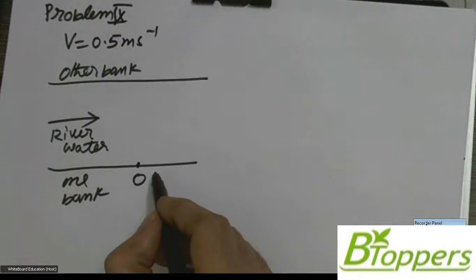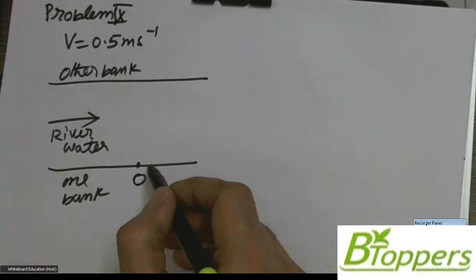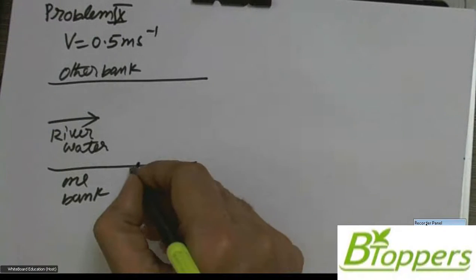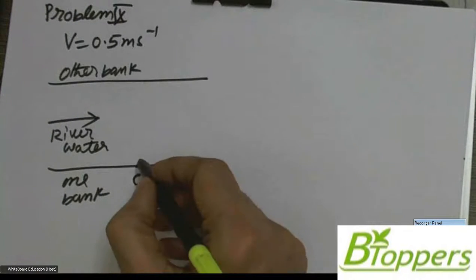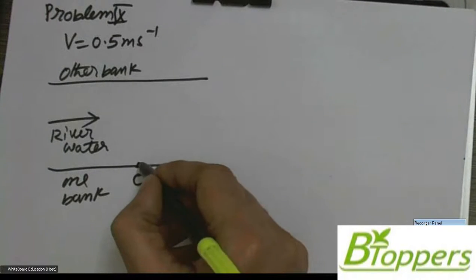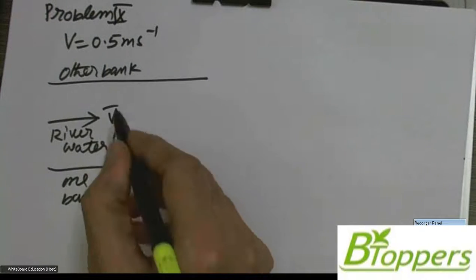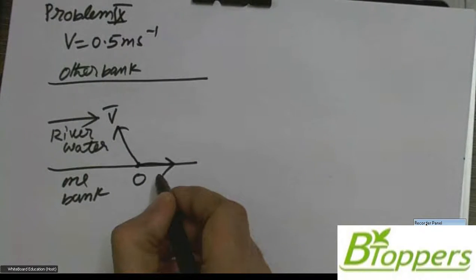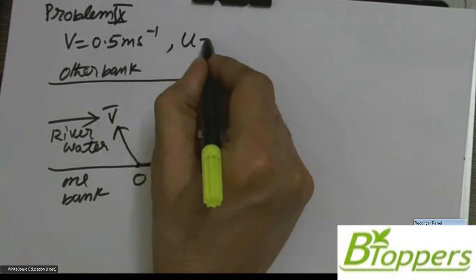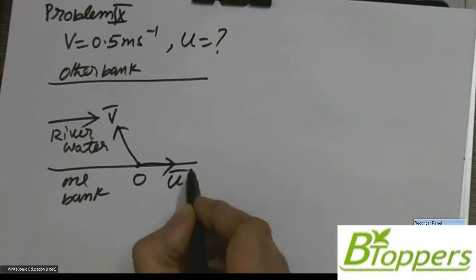It's given that the man swims at an angle of 120 degrees with the direction of the water flow. That means the angle between V bar and U bar is given to be 120 degrees. U bar represents the velocity of the river water. In this problem, you are asked to find the value of U.